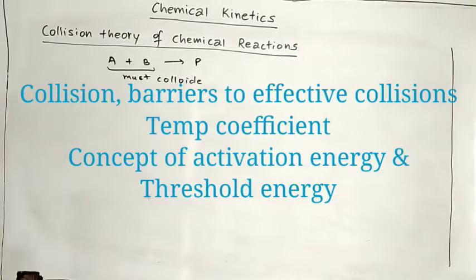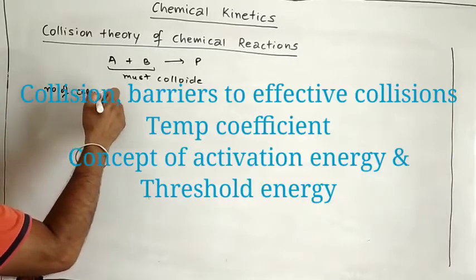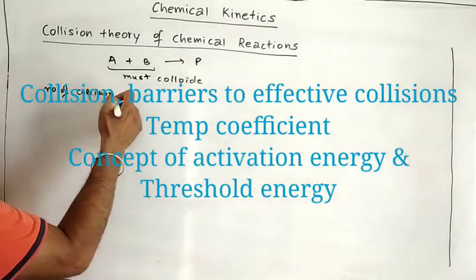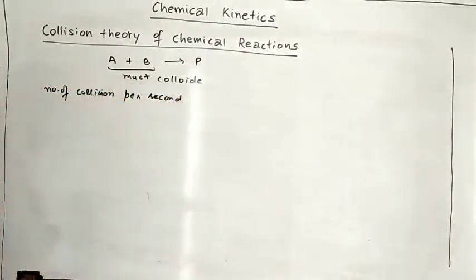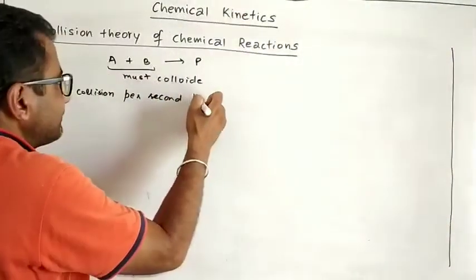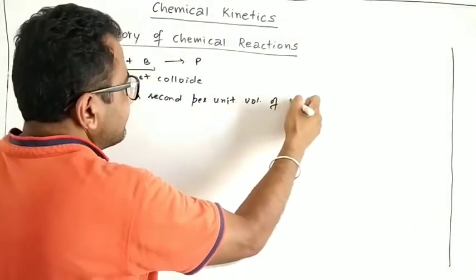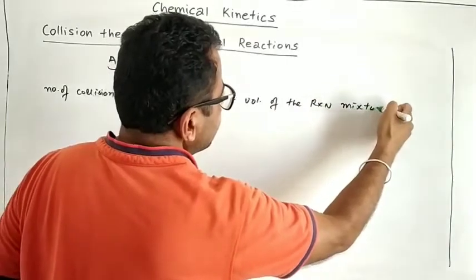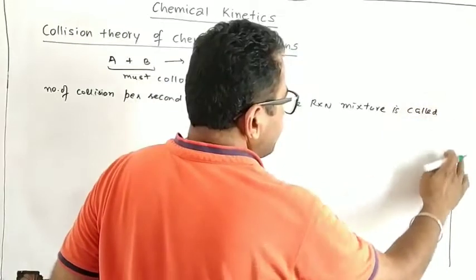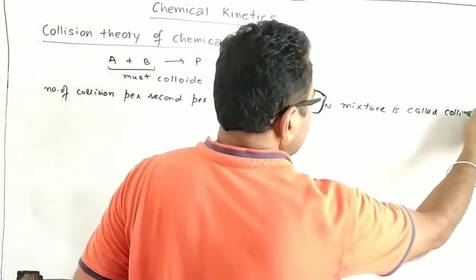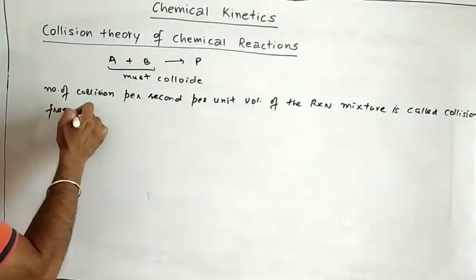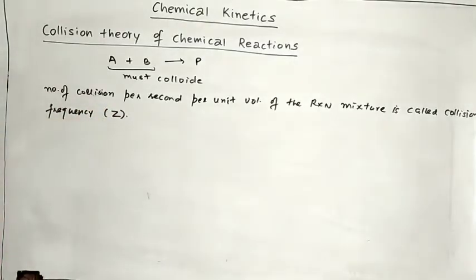And the number of collisions taking place per second per unit volume of the reaction mixture is called collision frequency and represented by a Z.